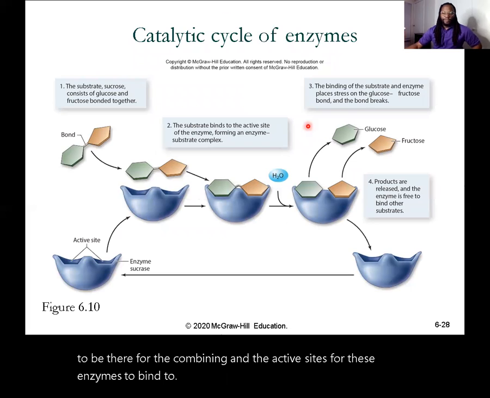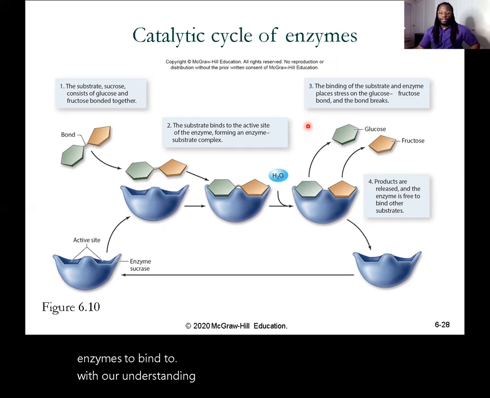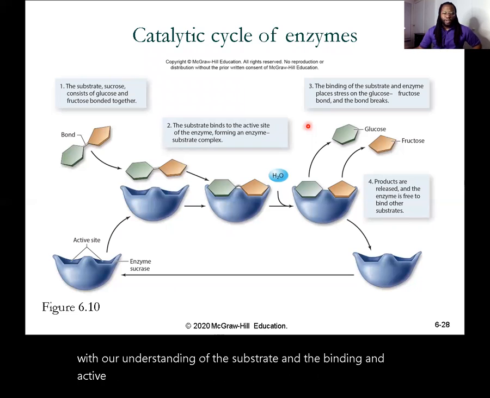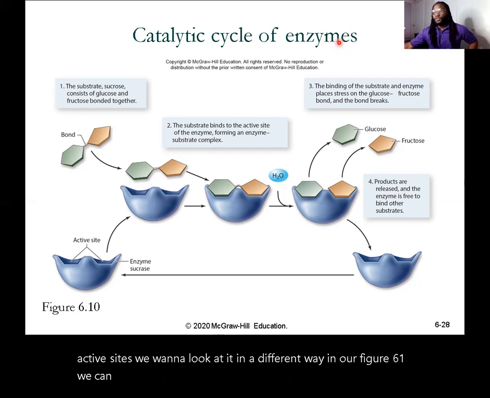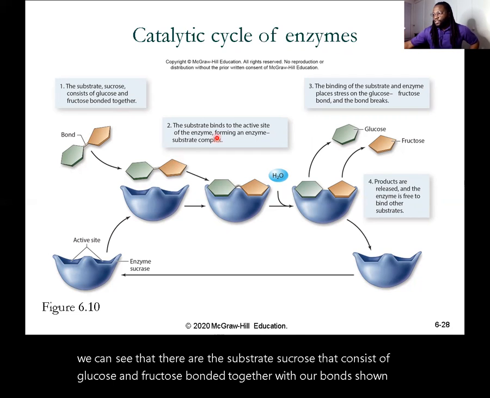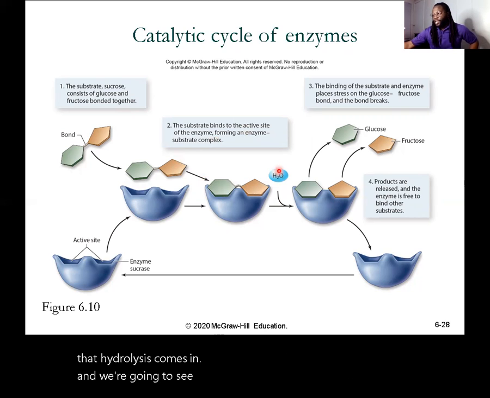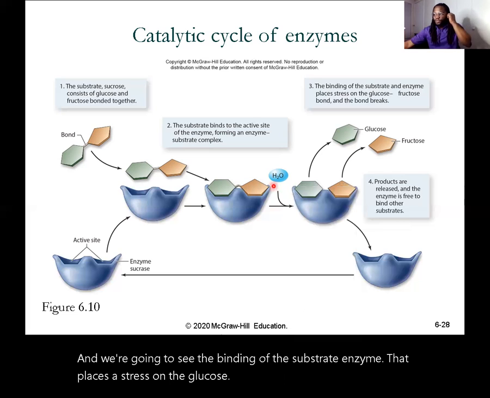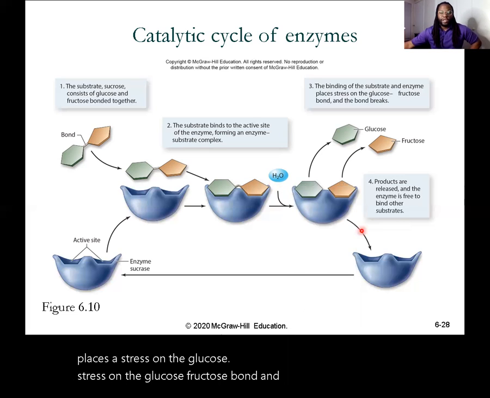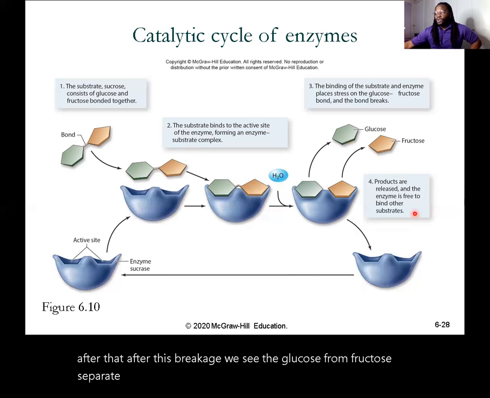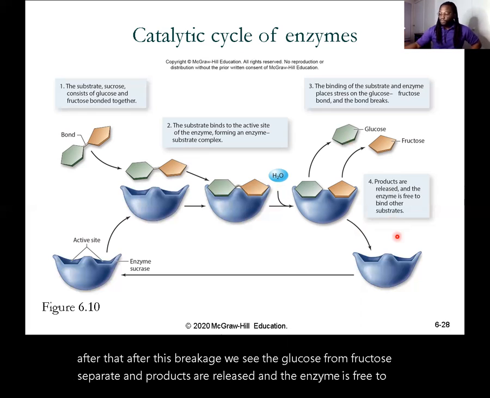With our understanding of the substrate and the binding and active sites, we want to look at it in a different way in our figure 6.1. We can see the substrate bonds shown here, forming an enzyme-substrate complex. The binding of the substrate to the enzyme places a stress on the glucose-fructose bond, and the bond then breaks. After the products are released, the enzyme is free to bind to another substrate.